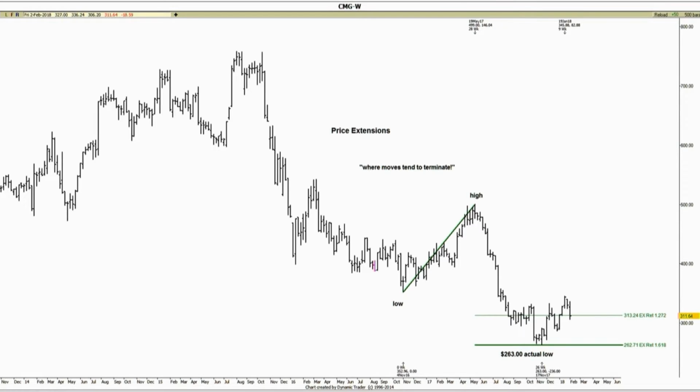Another example of price extensions. This is in CMG. This is where, when this market was going straight down, you wanted to look for where it might terminate the decline. Now, we didn't see much at the 1272. There was like a stall for a day or two. But at the 1618, that came in at 262.71. Actual low was 263. And it doesn't look like much, but this is a weekly chart, and I believe the rally was about $82 from that extension decision.